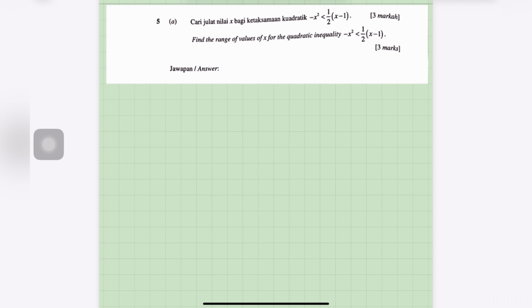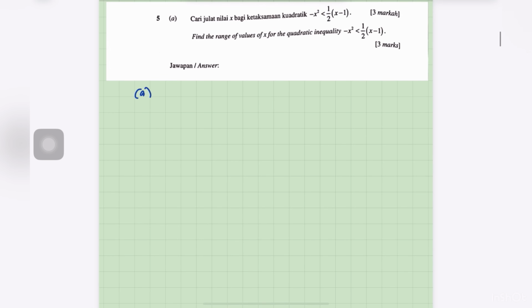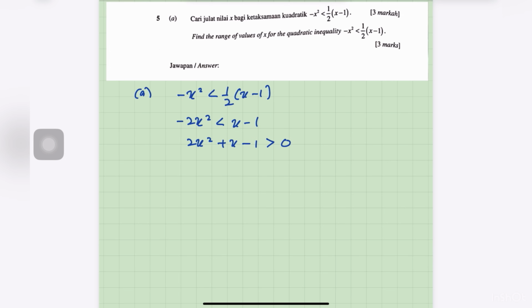Number 5A, find the range of values of x for the quadratic inequality negative x squared less than 1 over 2x minus 1. Okay, so this is a quadratic inequality. So we start from the question, negative x squared less than 1 over 2x minus 1. So this one all times 2, negative 2x squared less than x minus 1. So we have to convert to general form. So 2x squared plus x minus 1 more than 0. Okay, so we have to factorize: (2x minus 1)(x plus 2) more than 0.